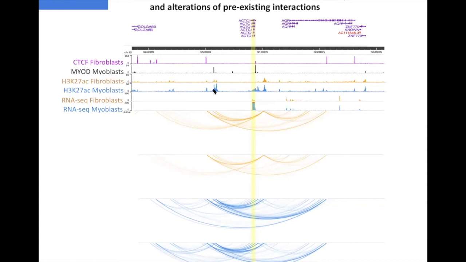And of course, we're very interested in testing this setting to understand whether we can generate reliable readouts in terms of chromatin loops after treatment with epigenetic drugs like histone deacetylase inhibitors.